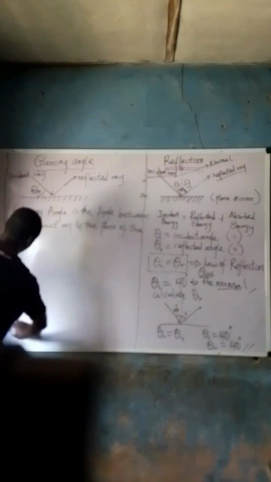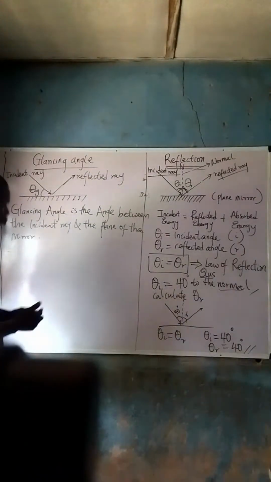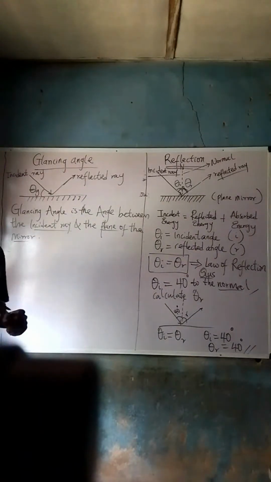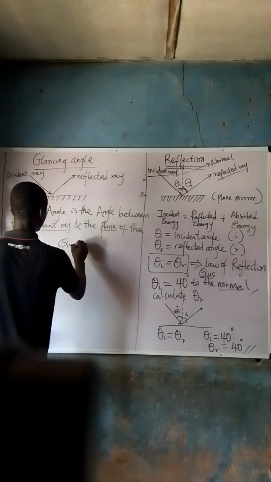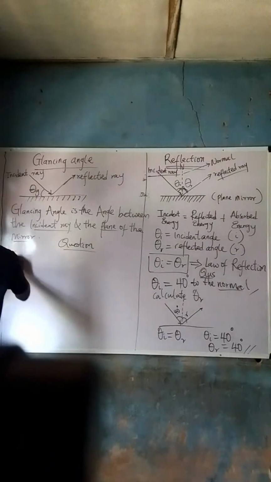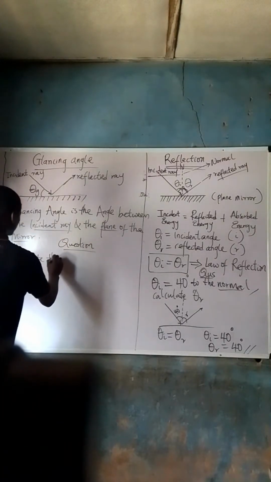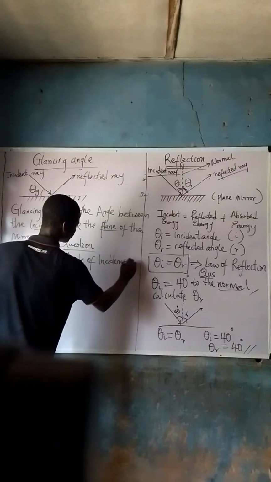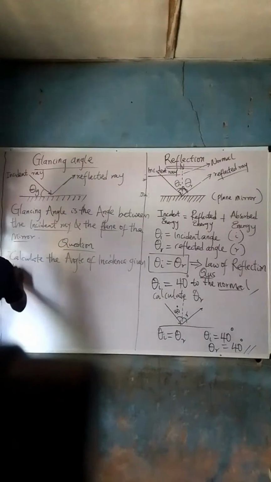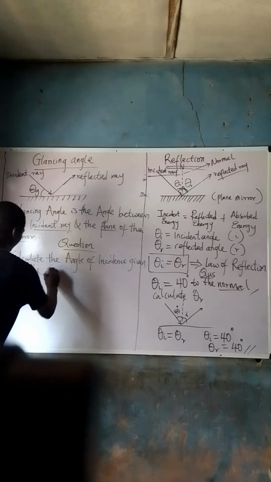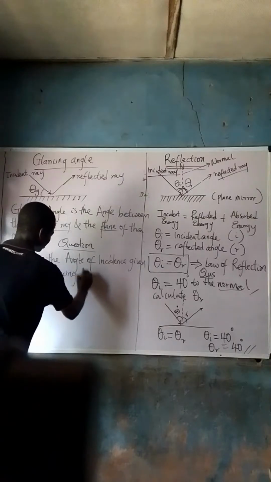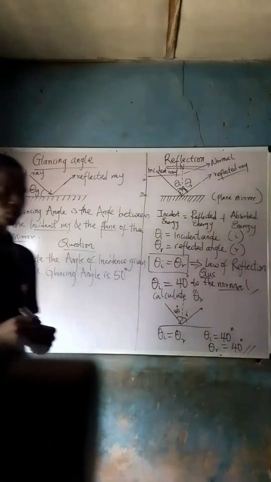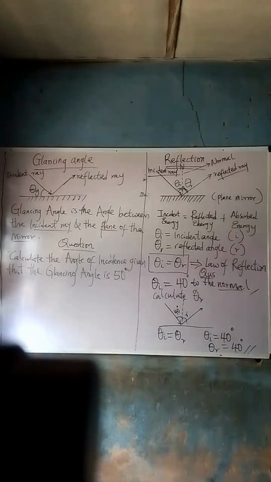Alright, let's see what the glancing angle will look like. We've already said it's the angle between the incident ray and the plane of the mirror. So that should be at the back of our mind. Let's see what this question is saying: calculate the angle of incidence given that the glancing angle is 50 degrees. So this is our question. Before I continue, let me check if anybody's got any question for me.